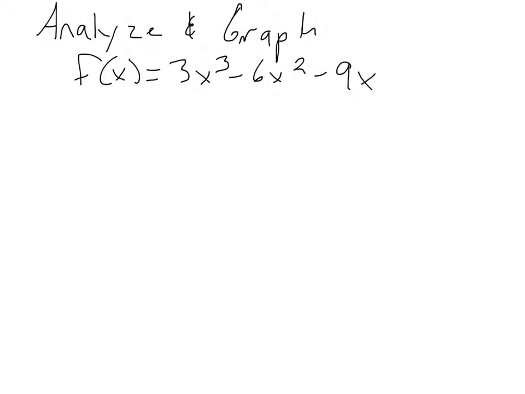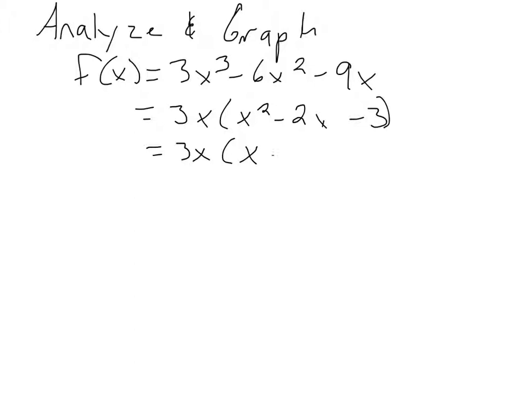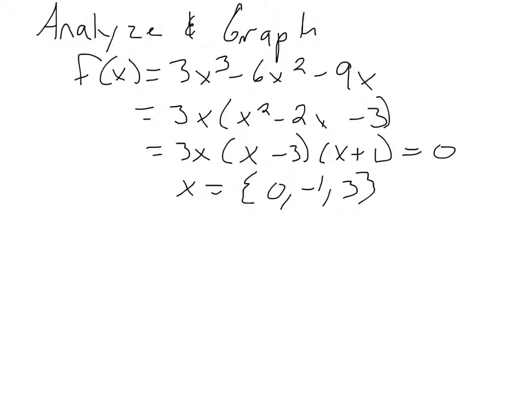So with this function, we want to go ahead and factor it out first. So take out your 3x here, that's your GCF, leaving you with x squared minus 2x minus 3. And then go ahead and factor that, and you're going to get x minus 3 times x plus 1. Now it's fully factored, and so your zeros, set that equal to 0, your zeros are 0, negative 1, and 3, right? All multiplicity 1. And so you have your zeros, your y-intercept is going to be 0, right?